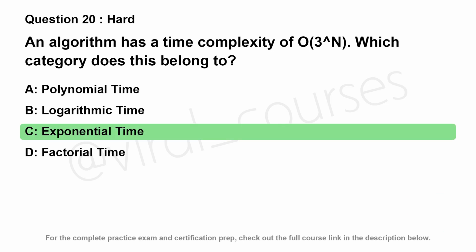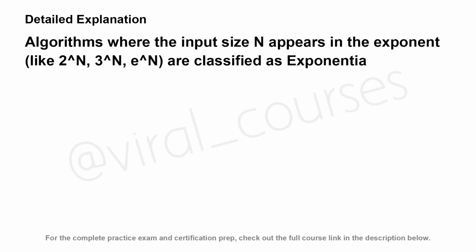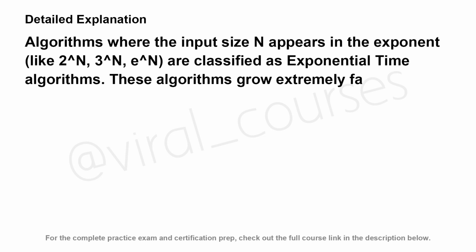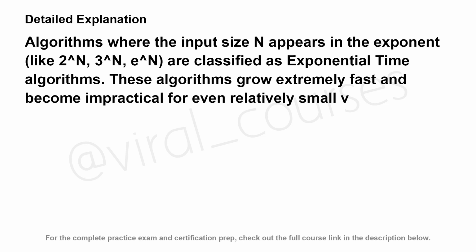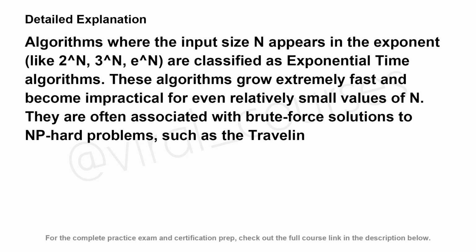The correct answer is C. Algorithms where the input size n appears in the exponent, like 2^n, 3^n, e^n, are classified as exponential time algorithms. These algorithms grow extremely fast and become impractical for even relatively small values of n. They are often associated with brute force solutions to NP-hard problems, such as the traveling salesperson problem.